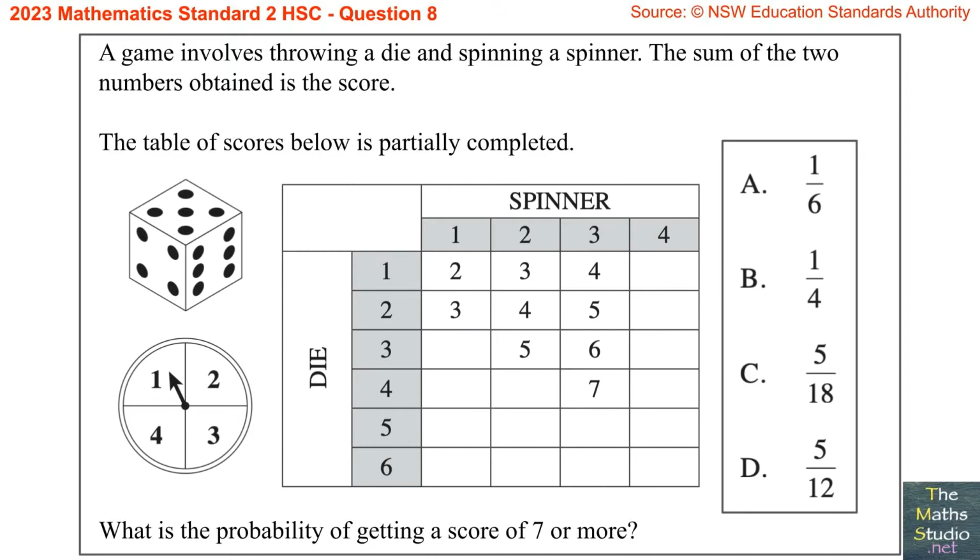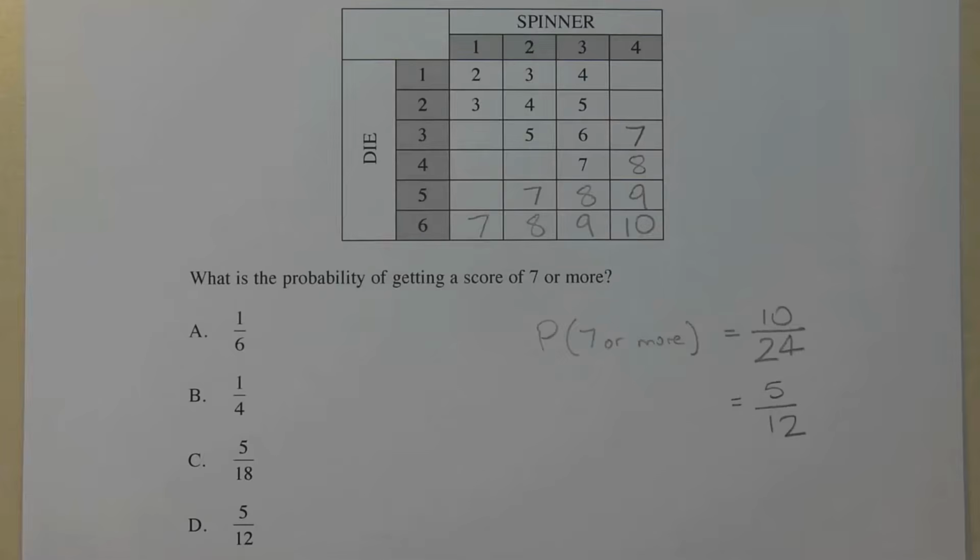Question 8. A game involves throwing a die and spinning a spinner. The sum of the two numbers obtained is the score. The table of scores below is partially completed. What is the probability of getting a score of 7 or more? The question is asking for the probability of getting a score of 7 or more.